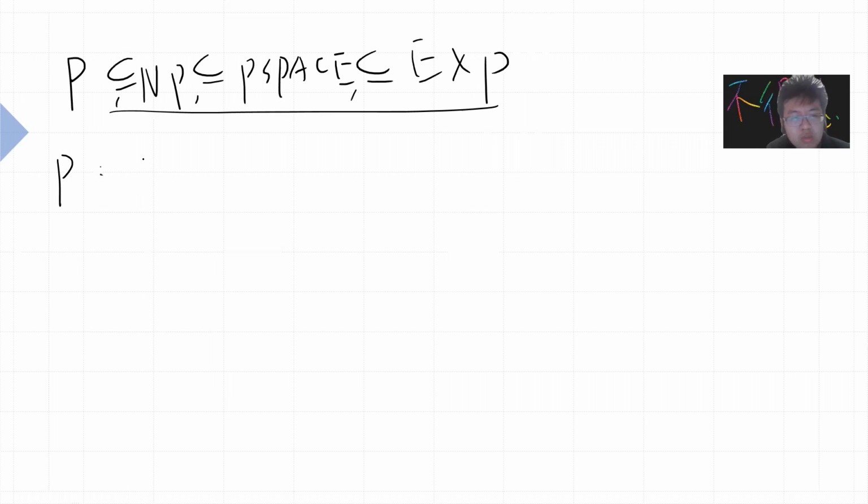P is a set of decision languages. The decision language is basically a subset of 0, 1 bit strings, where some of them should be true, some of them are not. So the decision language is that, given 0, 1 bit strings, you choose a subset of it. And if x belongs to L, that means that x is in the language. Just this notation.